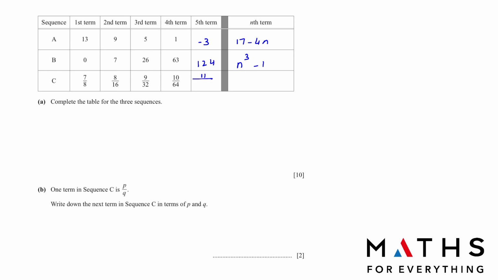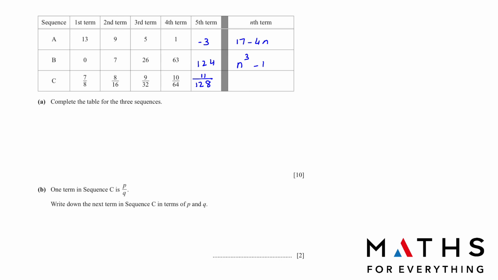And let's look at the denominator now. How do we get the next term? 8 times 2 is 16. 16 times 2, 32. So every time we are multiplying the denominator by 2. So 64 multiplied by 2, 128. Now the top is an arithmetic sequence, the bottom is a geometric sequence.